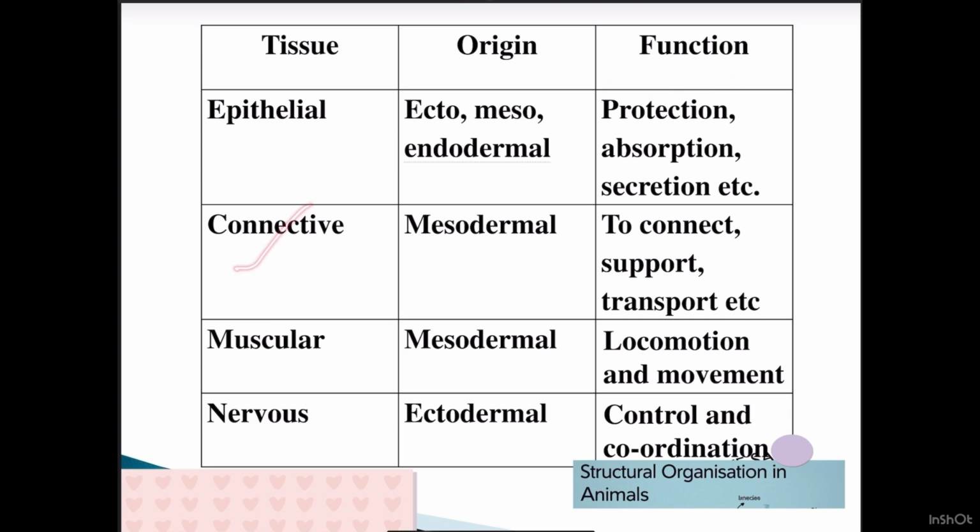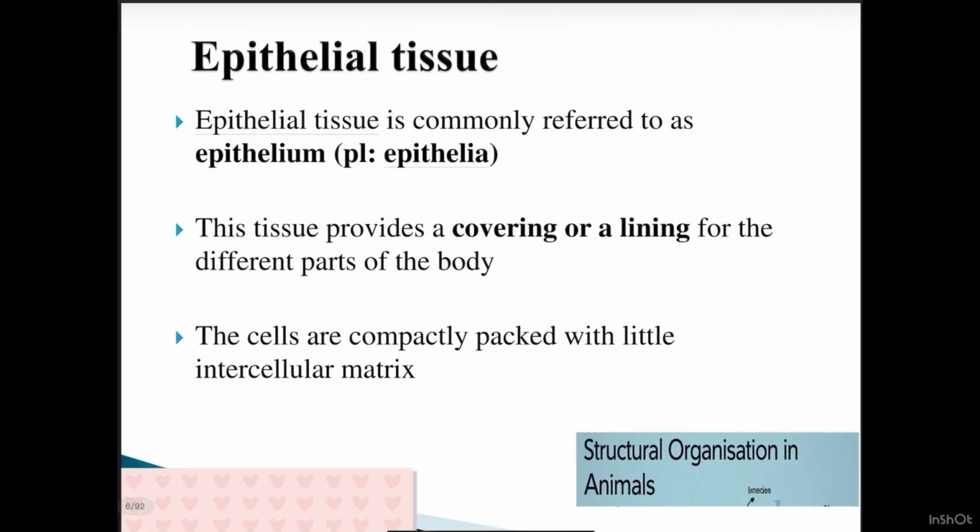Connective tissue is of mesodermal origin, and it connects different types of tissues, and it also supports and transports the material. Muscular tissue is of mesodermal origin, and it helps in locomotion and movement. Nervous tissue is of ectodermal origin, and it helps in control and coordination of different parts of our body.